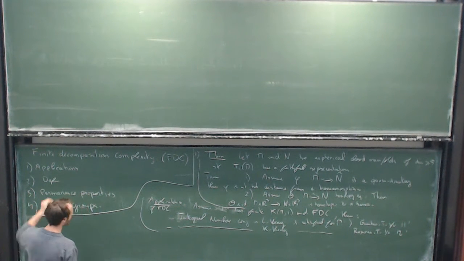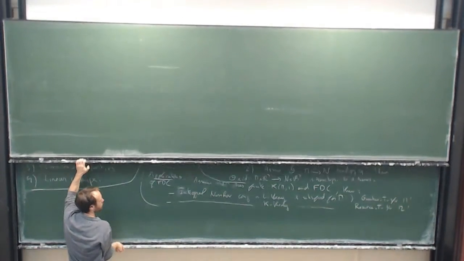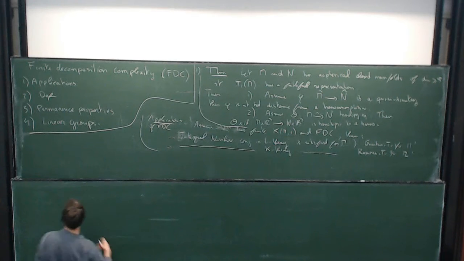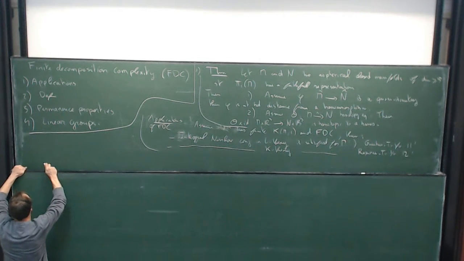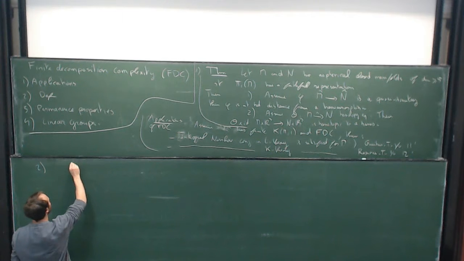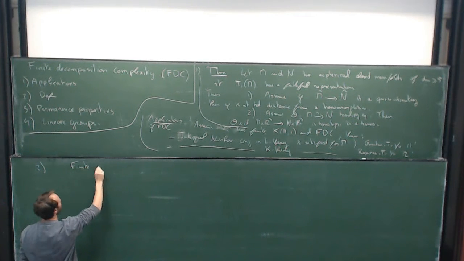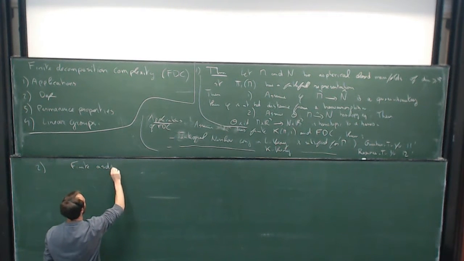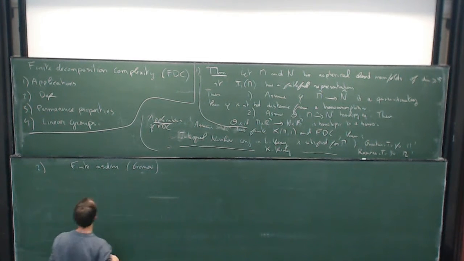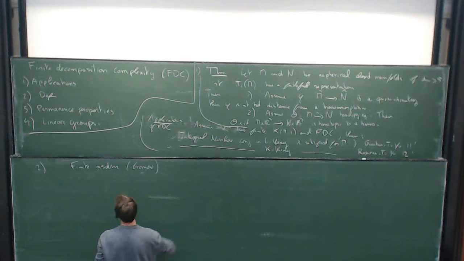Now I'm going to define FTC. Before I define it formally, let me tell you that the inspiration came again from finite asymptotic dimension. So let me start with finite asymptotic dimension. This is a notion that was introduced by Gromov in the 80s. And it is the following.